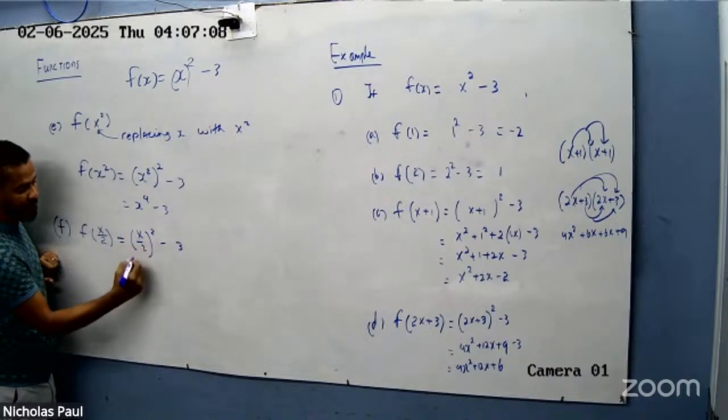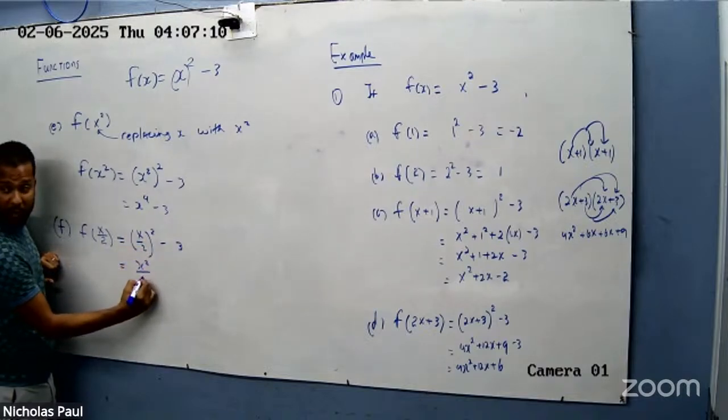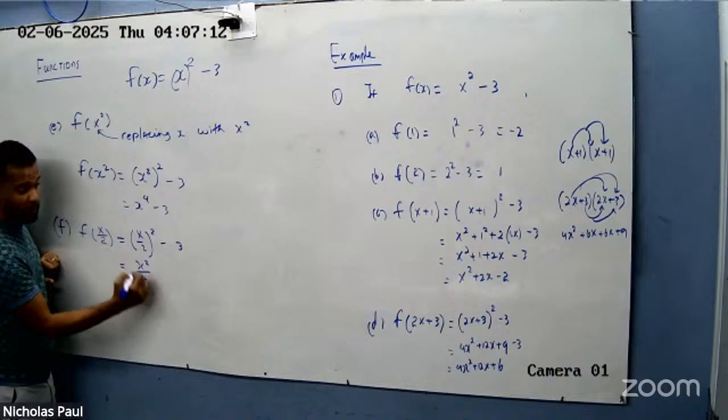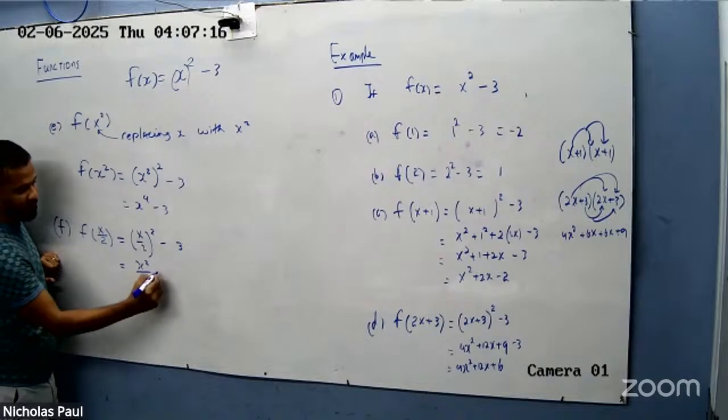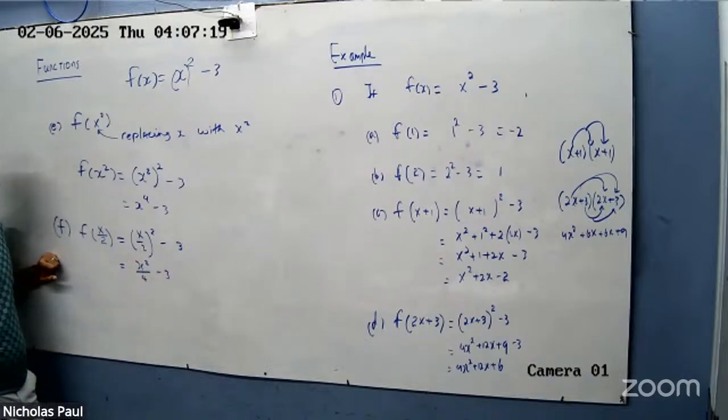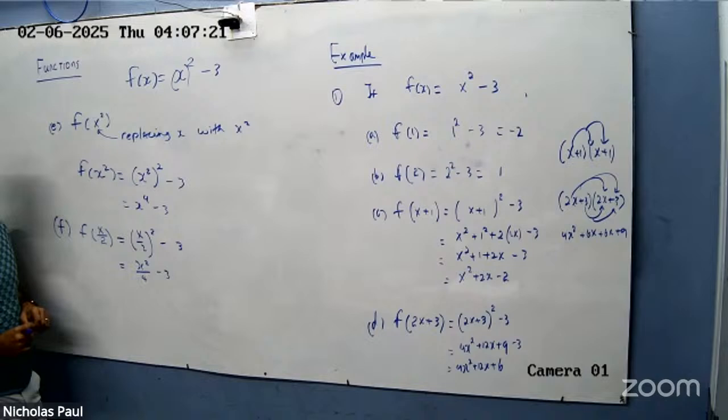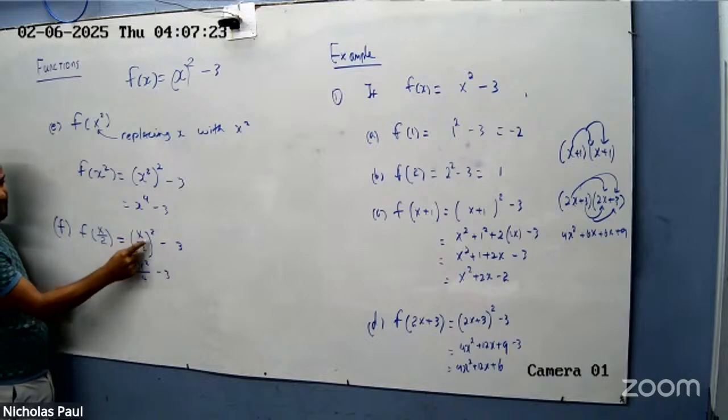x over 2 squared is x squared over 4. x squared is x squared, 2 squared is 4, minus 3. And we can leave it like that. That's okay? So you're squaring the top and bottom.